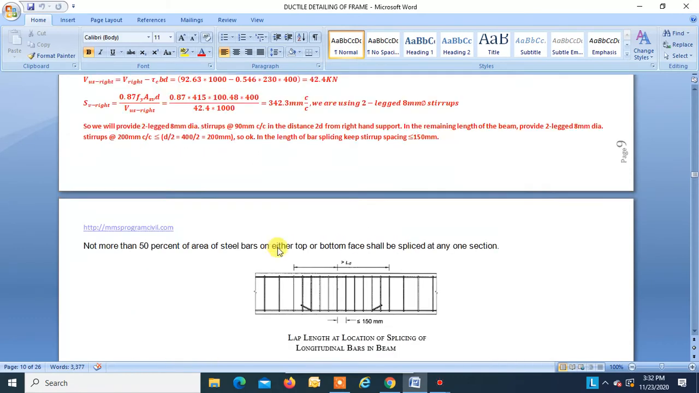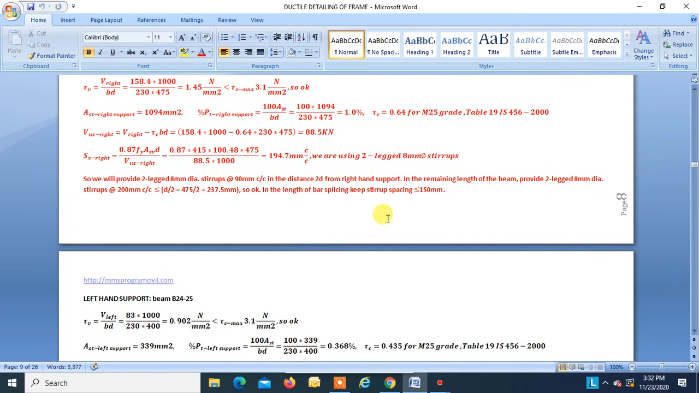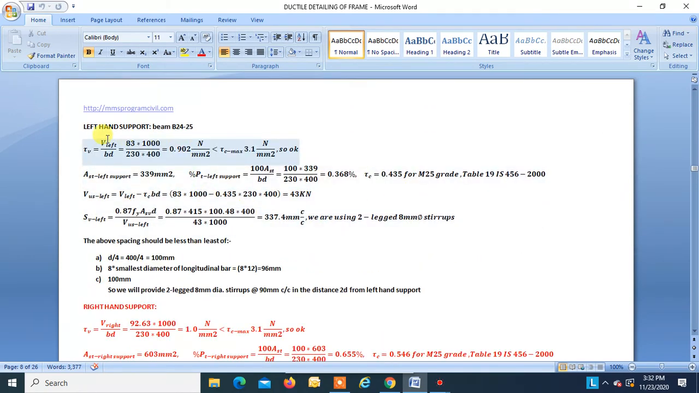In the remaining length of the beam, provide 2-legged 8 mm dia stirrups at about 200 mm center to center, which should be less than d by 2, that is 475 divided by 2, that is 237.5. And we are assuming that there is no splicing. Otherwise you will have to provide the spacing to be less than or equal to 150 mm. Now similarly let us do the calculation check for B24 and 25.